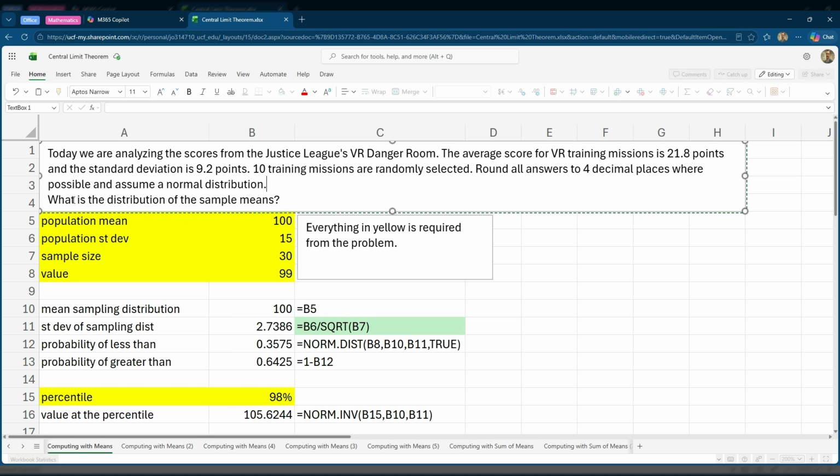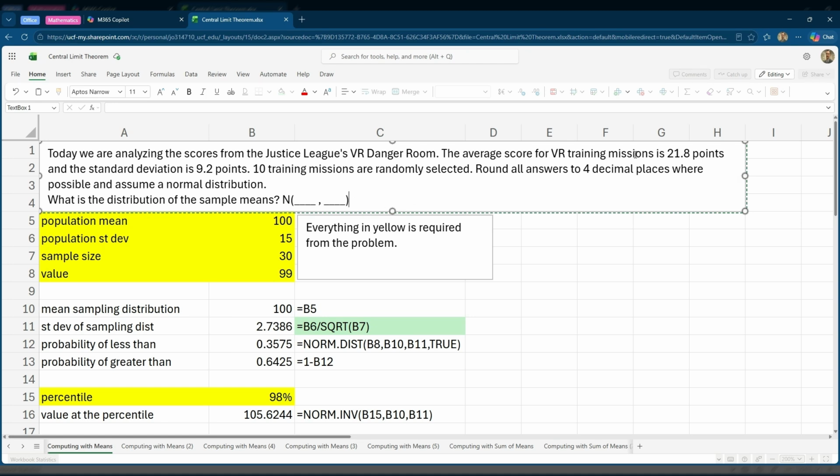Now let's jump into the actual problem. The problem says, what is the distribution of the sample mean? Now, usually the answer is going to be something like N, right? That means normal, and you're going to have some blanks that you're going to have to fill in. That's the mean and the standard deviation, okay?